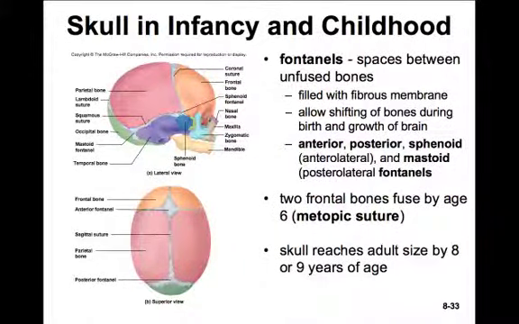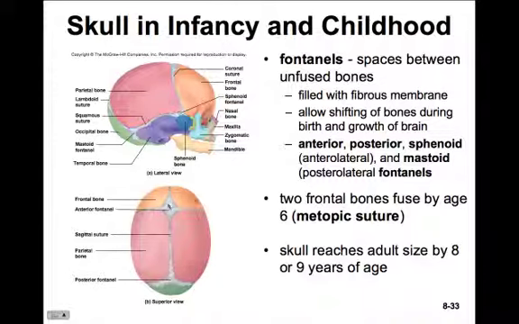So during infancy, the bones of the cranium have spaces between them as they're growing. These spaces are called fontanelles. They're filled with fibrous membranous sheets, and they allow the bones to shift during child's birth. Sometimes you might experience a child's head coming out kind of crooked. It's because these fontanelles are not fused yet. There's an anterior, posterior, sphenoid, and mastoid fontanelle. You can see them labeled here in this figure.